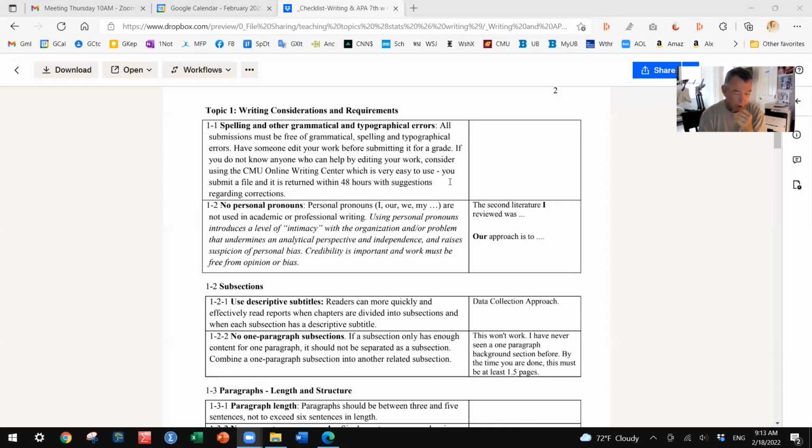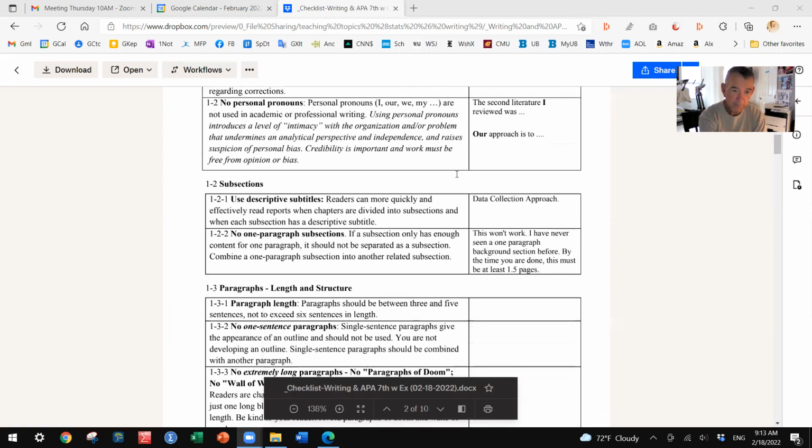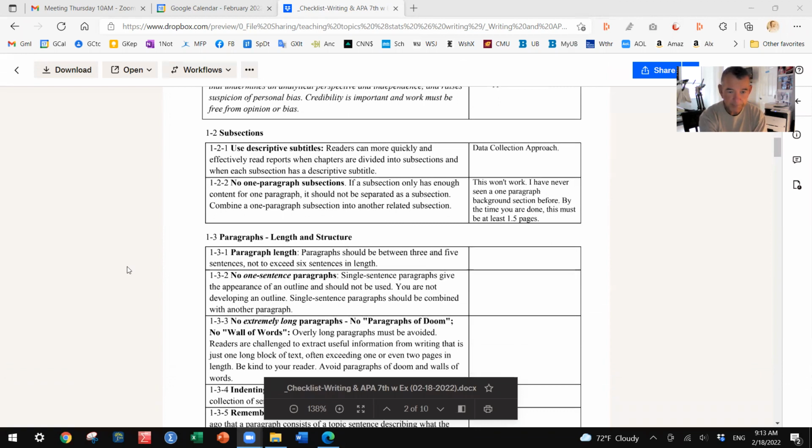It just introduces a level of intimacy and creates a potential for bias. And in grad school, we're always really trying to be objective and not biased in our work. And so no personal pronouns at all, any place. And so the example I cited here is, students often will say, our approach is to do such and such and so and so.